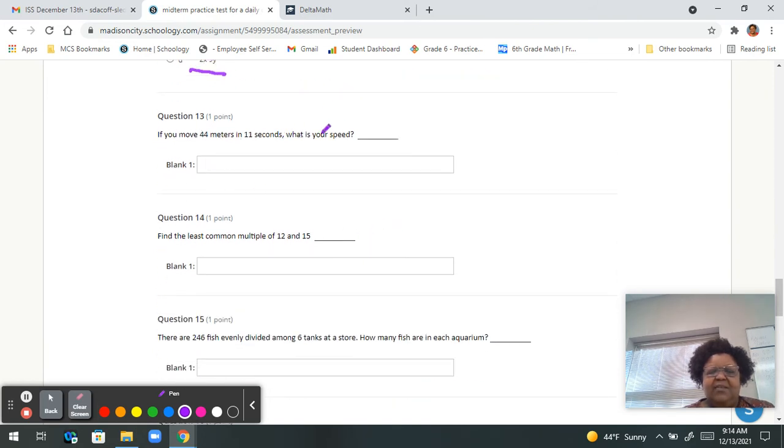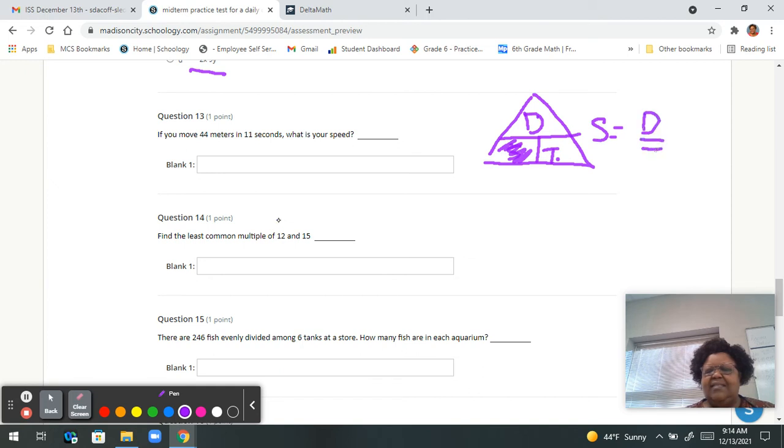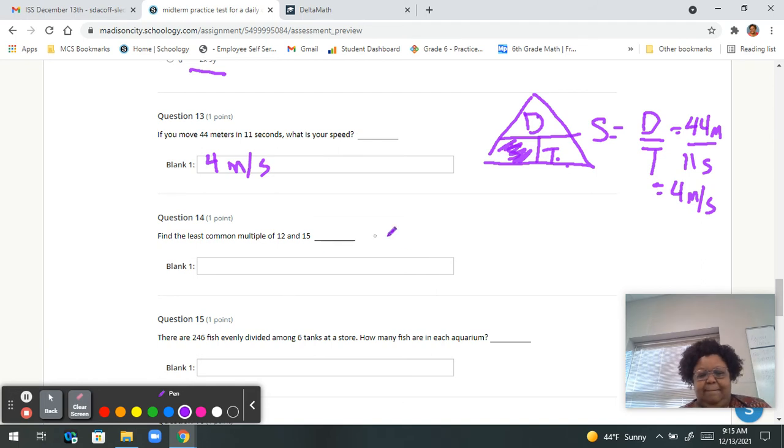If you move 44 meters in 11 seconds, what is your speed? I hope you still have the DST triangle that I gave you. Remember distance, speed, and time. We're looking for speed, so we're going to cover that up. So that's distance divided by time. So my speed is going to be my distance divided by time, which is 44 meters divided by 11 seconds. And if I divide that, I get 4 meters per second. So I can put that in there as this, or I could have simply put a 4.